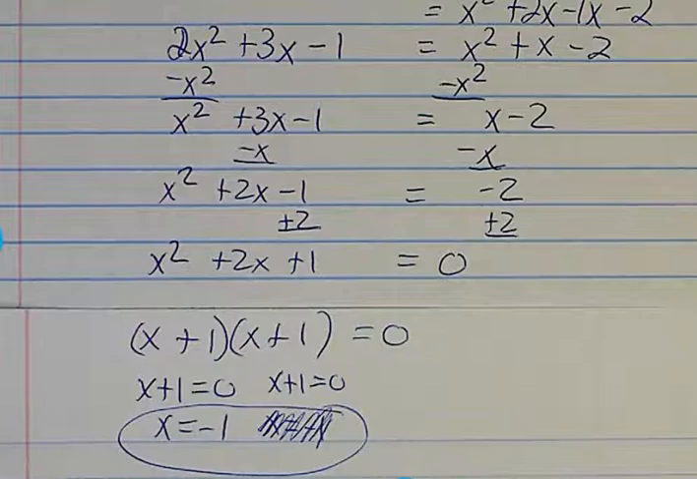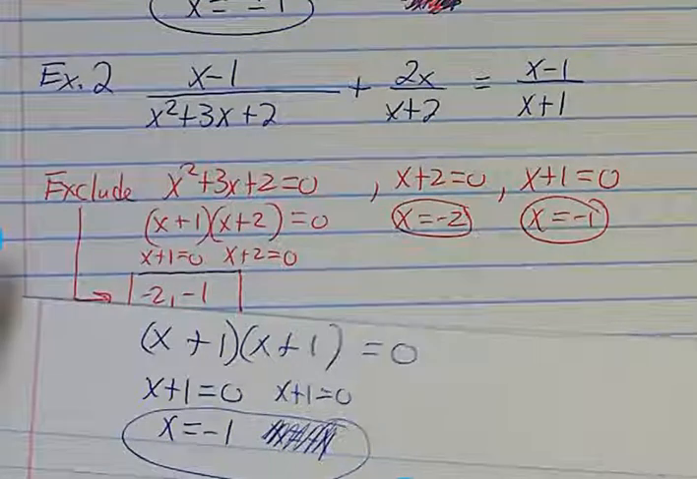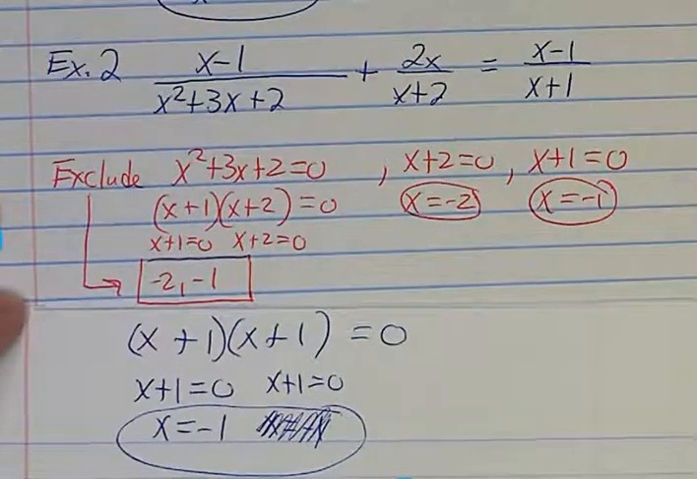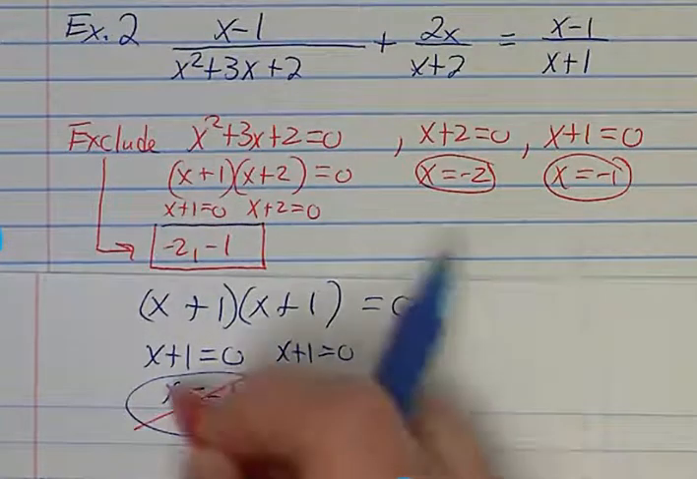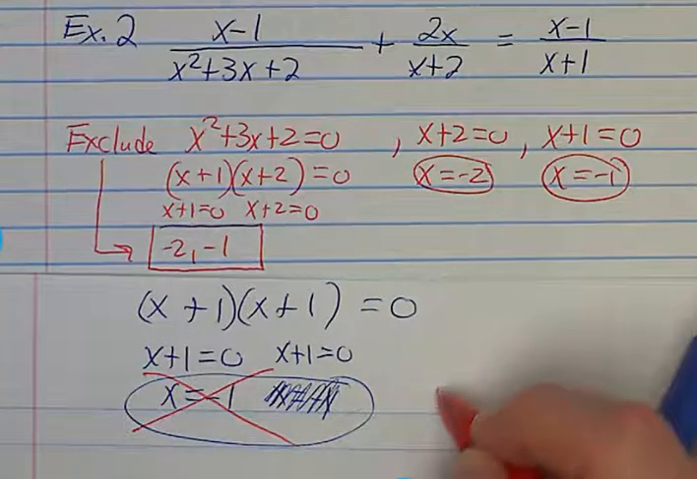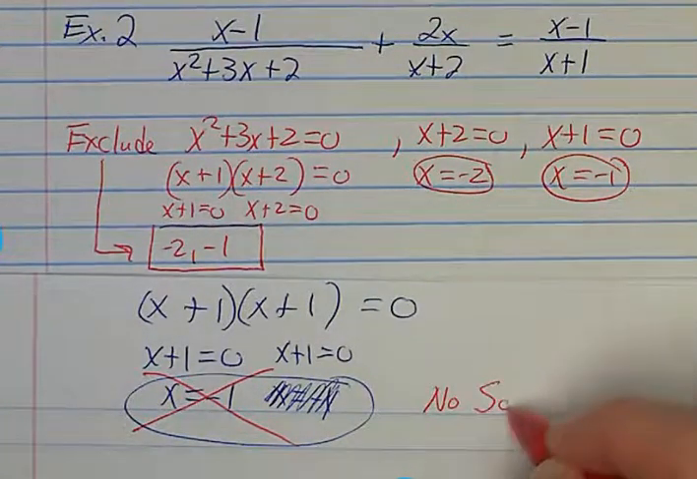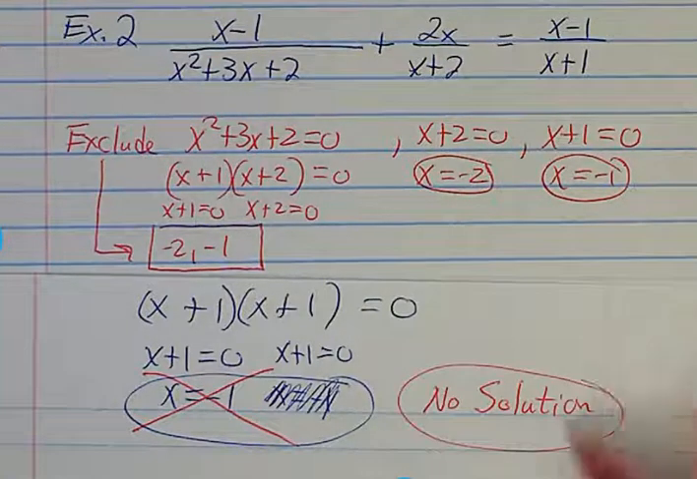Now, here's the last thing you've got to do, and sometimes this one sneaks up on you. Our excluded values were -2 and -1, right? So we cannot use -1, so that answer's out. So we had one answer, but we said we couldn't use it, so now that answer is going to be no solution.